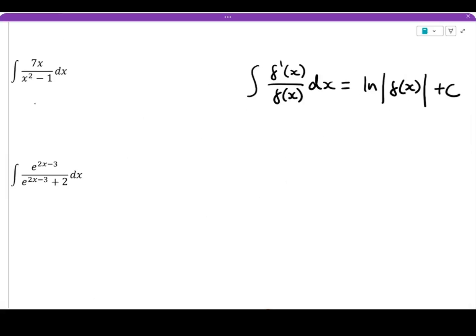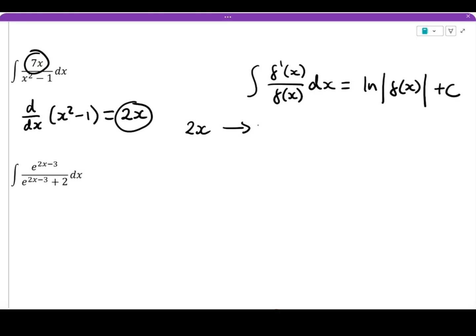So let's look at our next one, and let's do our usual check of differentiating my denominator. So the derivative of x squared take away 1 would be equal to 2x. And then let's compare this to my numerator. So would I have to multiply by a numerical value to get from 2x to 7x? Well, yes, you would, because the powers of x match. So 2x to 7x. Well, to figure out what we multiply by, we're going to do the 7x divided by the 2x, which simplifies down to 7/2, which is going to be part of my final answer.